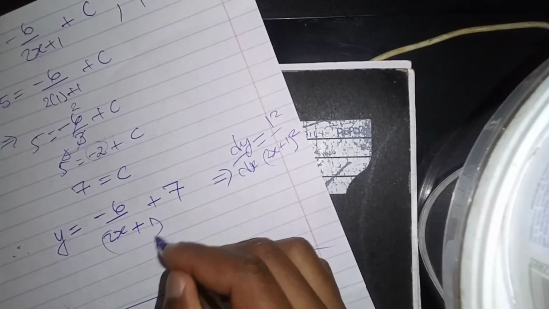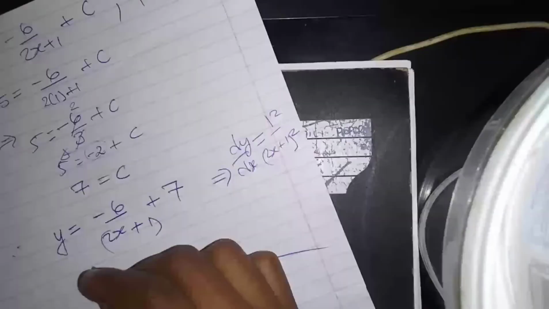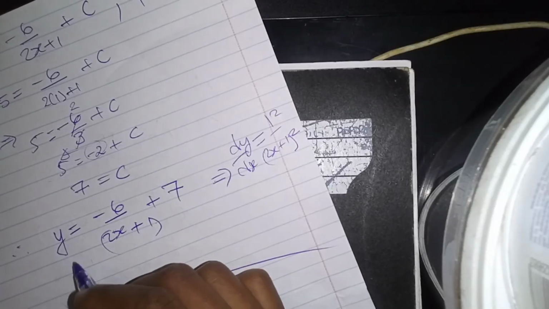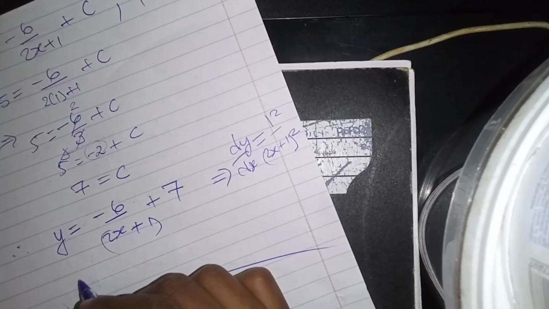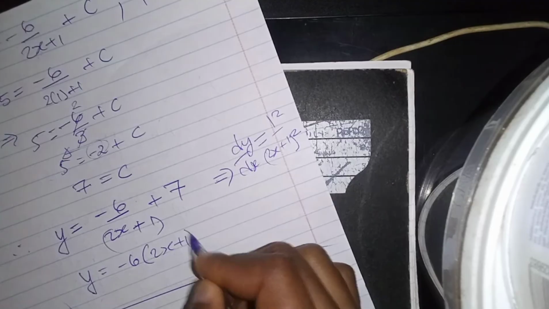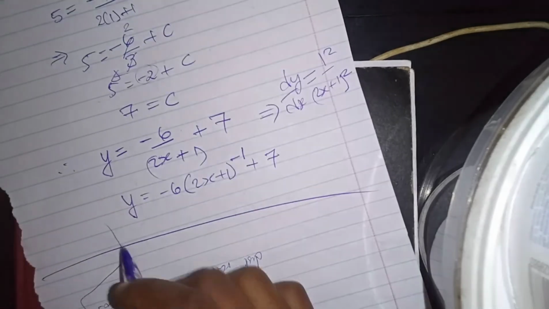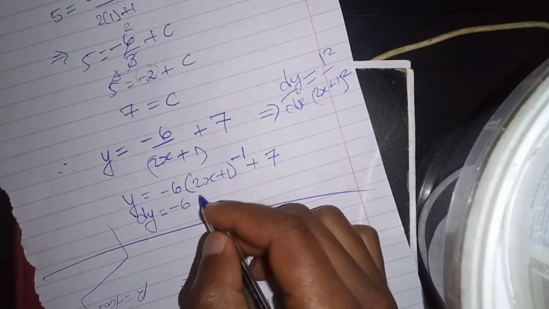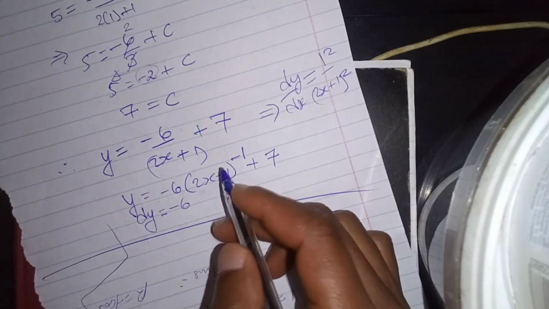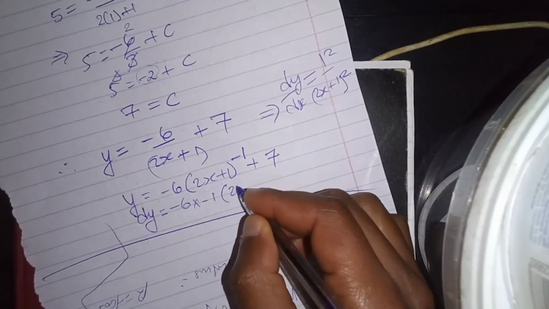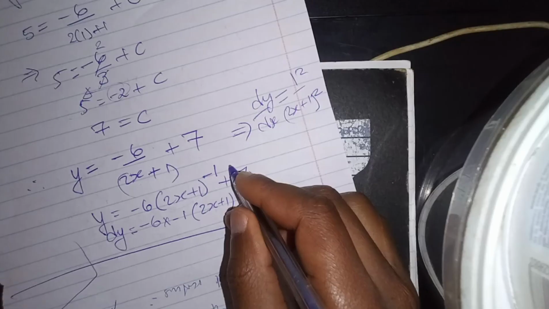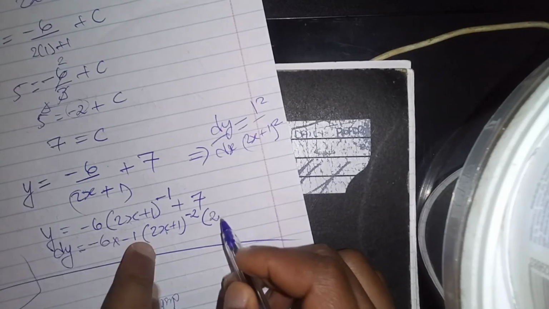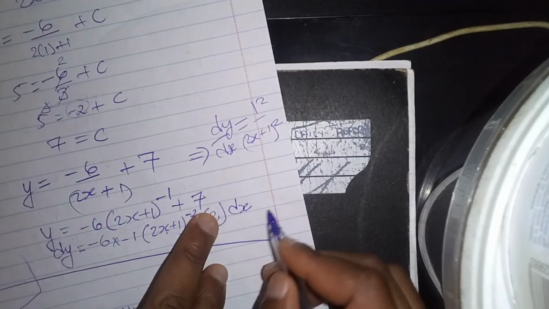So let's do this. Maybe let's multiply this. We can multiply, but I think a faster way will be writing this like this: negative 6 times (2x plus 1) to the power negative 1, plus 7. So let's perform the differentiation. Here is negative 6 outside, so we take a derivative of this: we drop the 1, then multiply by 2x plus 1, and because we subtract 1, this would be to the power negative 2. Then we take the derivative of what is inside. The derivative of 2x plus 1 is 2, and then dx. The derivative of 7 is 0.